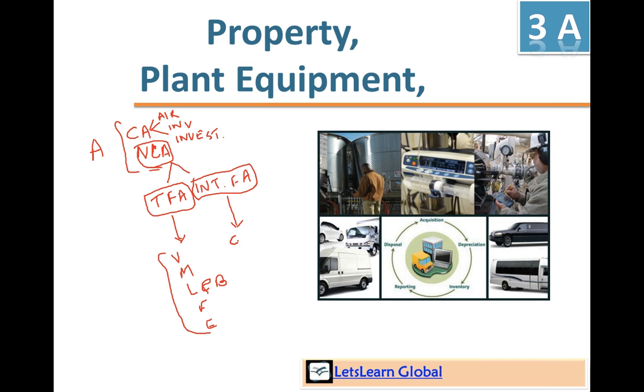Intangible assets include copyrights, trademarks, goodwill of another business when you acquire it, then royalties, franchisee rights, etc. This we'll discuss later. Okay, now let us discuss tangible fixed assets.